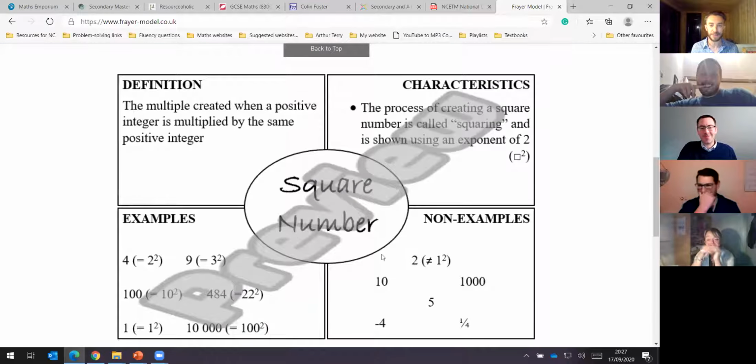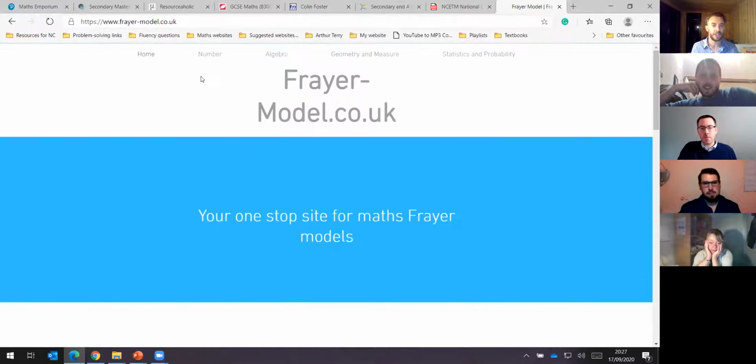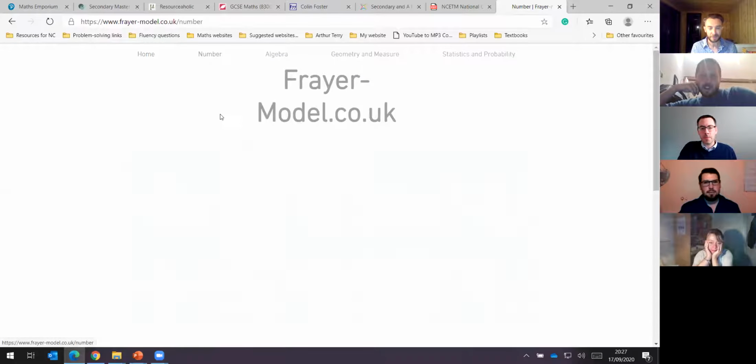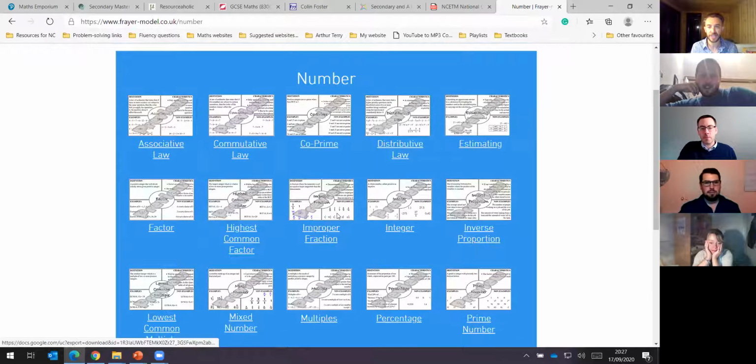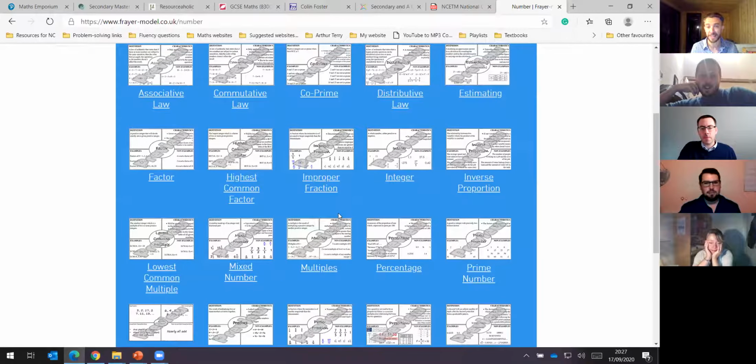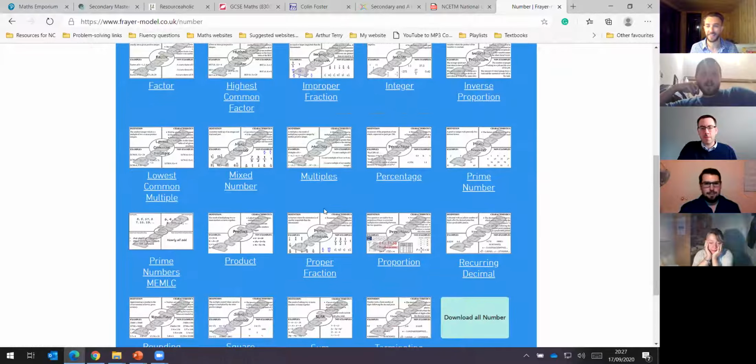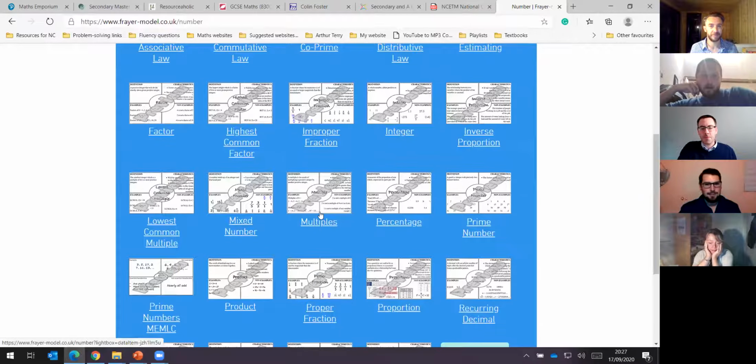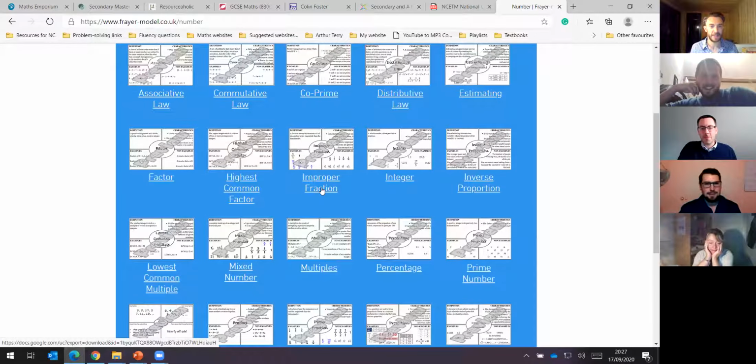But here's the example you put. And when you do download them, we need to point out it does not say the word preview. And you've made them all editable. They're really easy to find along the top. So number, for example, and we can choose any of these. Has anyone got a particular favourite here? The fractions ones are always fun. Improper then? Let's do it.